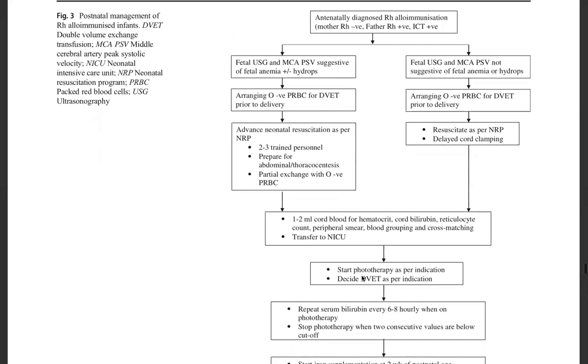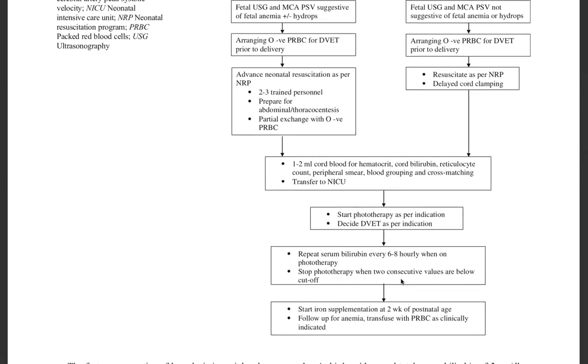And then once you go to the NICU, as soon as you identify that there is an Rh isoimmunized baby, don't wait for your bilirubin results and all. You start phototherapy immediately. The cord bilirubin cutoff for phototherapy is around 5 milligram per deciliter. You have to start phototherapy and decide on DVT, whether there is anemia or elevated bilirubin. You have to assess for DVT criteria and start DVT as early as possible. And you have to repeat serum bilirubin every 6 to 8 hourly. You stop phototherapy only when 2 consecutive values are below the cutoff.